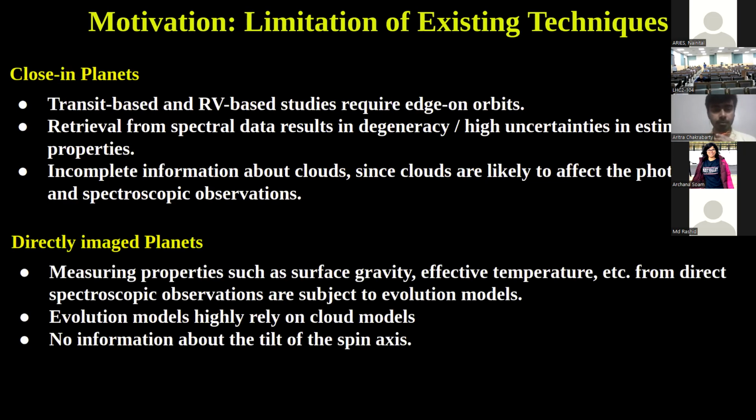So we have to rely on the evolution model to estimate properties like surface gravity, effective temperature, mass, etc., from direct spectroscopic observations. And these highly depend on the initial conditions that we are assuming. And again, evolution models are also highly reliant on the cloud models. So again, cloud information is essential, and there is no way with the existing techniques to tell the tilt of the spin axis of a planet. At most we can say whether it's prograde or retrograde spin, but we cannot specify the tilt of the spin axis.